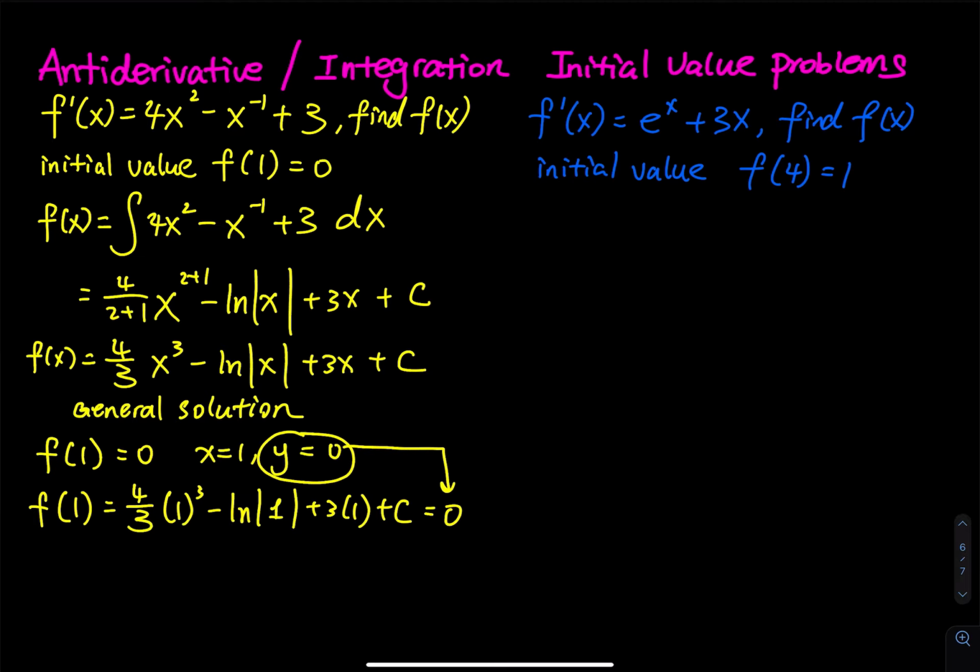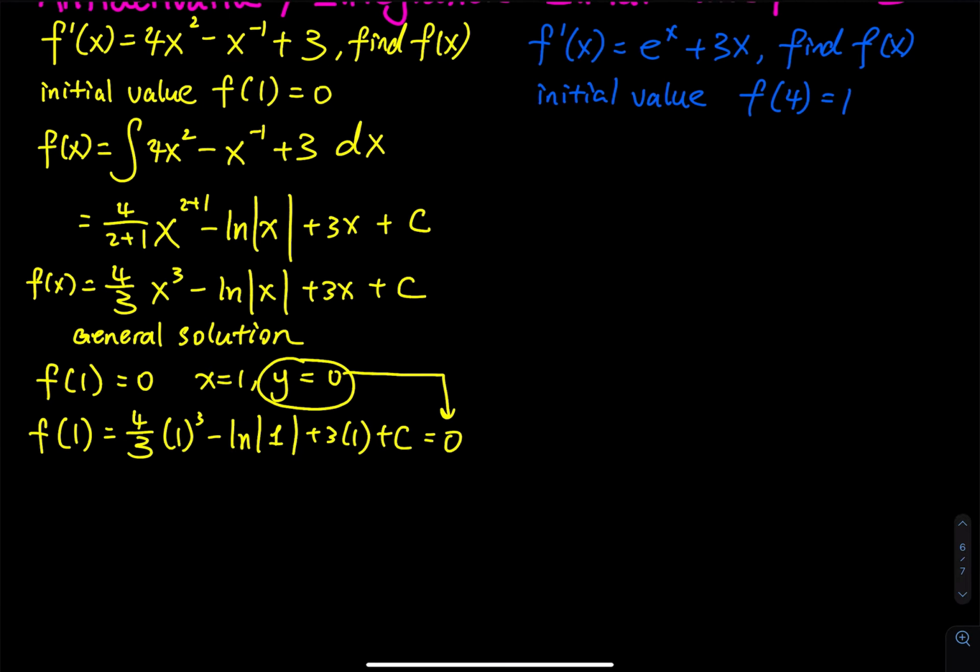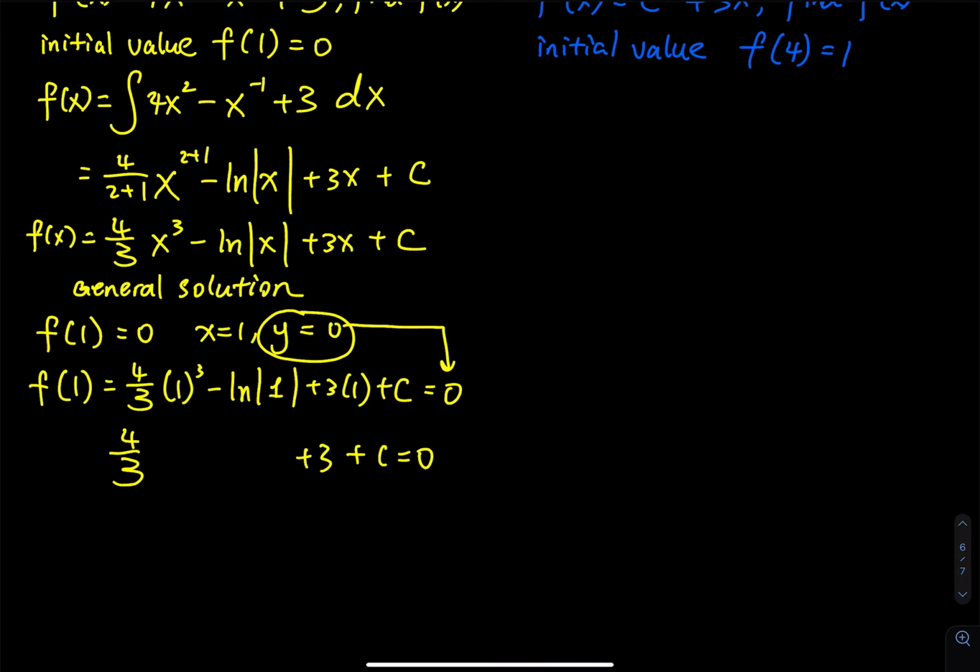And then all you have to do is solve for c, right? So this is 4 over 3, and then ln 1 equals 0, and then plus 3 plus c equals 0. And then at the end of the day, you have c equals negative 3 minus 4 over 3. So the common denominator is 3. That is negative 9 minus 4, which equals negative 13, right? So we have negative 13 over 3.